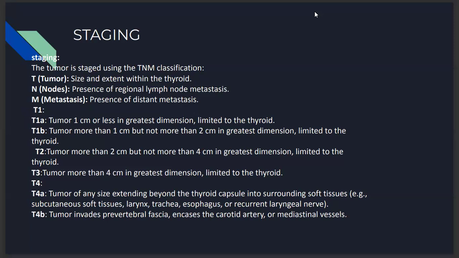T2: tumor more than 2 cm but no more than 4 cm in greatest dimension, limited to the thyroid. T3: tumor more than 4 cm in greatest dimension, limited to the thyroid. T4, subclassified into T4A and T4B. T4A: tumor of any size extending beyond the thyroid capsule into surrounding soft tissue, for example subcutaneous soft tissue, larynx, trachea, esophagus, or recurrent laryngeal nerve. T4B: tumor invades prevertebral fascia, or encases the carotid artery or mediastinal vessels.